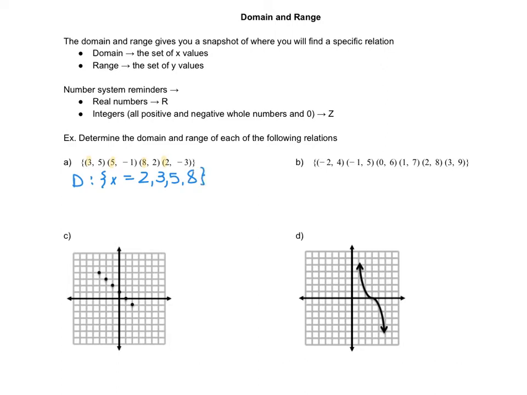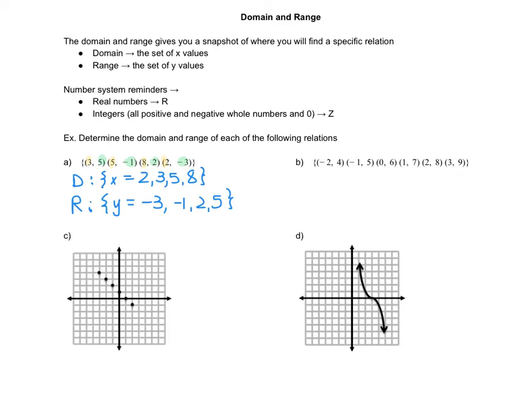And that's it. And then when I look at my range, again, I'm going to highlight, I have 5, -1, 2, and -3. Again, I will just list them out, and I'm going to use R for range, and range is about the y coordinate, so y can equal -3, -1, 2, and 5. I'm just going in order from lowest to highest number. And that would be it for this set of ordered pairs.